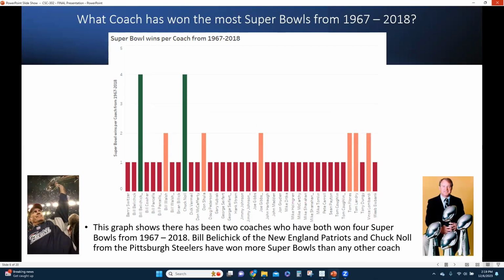Now, the next question is, what coach has won the most Super Bowls from 1967 to 2018? This graph shows there have been 2 coaches that have both won more than 4 Super Bowls. Actually, I'm sorry, 4 Super Bowls. Bill Belichick of the New England Patriots and Chuck Noll from the Pittsburgh Steelers have won more Super Bowls than any other coach. Looking at this, you can see some of the other big names we're pretty familiar with: Bill Walsh and Don Shula, Joe Gibbs back in the day, Tom Flores and Tom Landry, Vince Lombardi. It's pretty cool. A majority of these coaches have only won one Super Bowl.